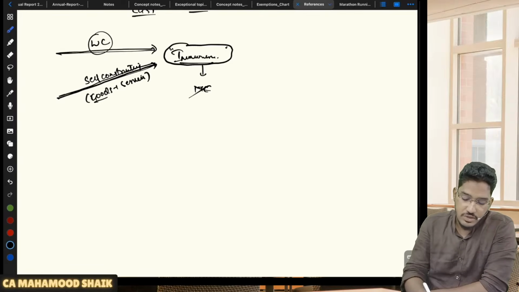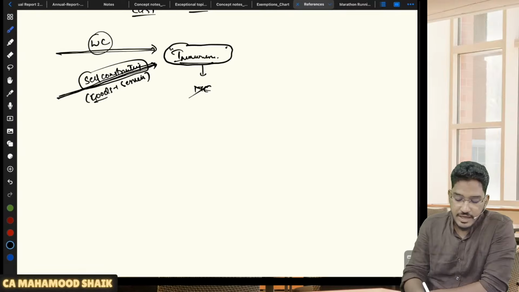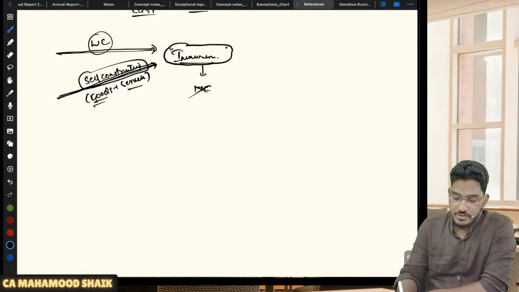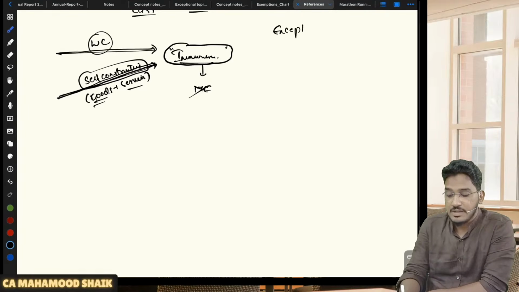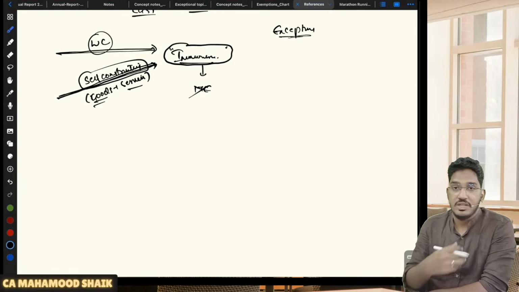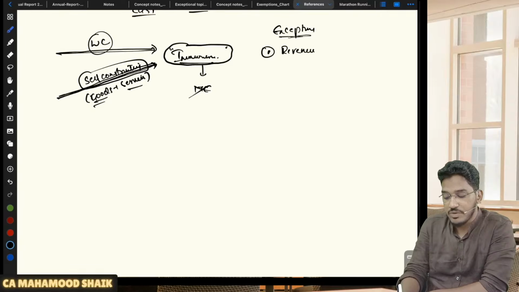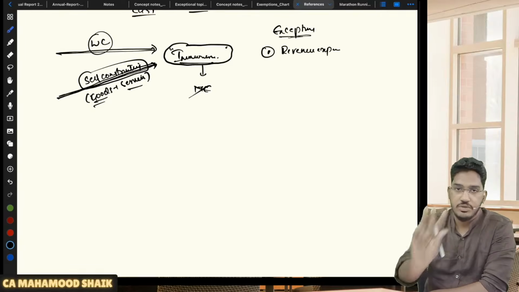You can't avail ITC on that works contract services, or on goods or services which you have procured for the purpose of self construction of immovable property, subject to some exceptions. There are some exceptions. In some cases, you can enjoy the ITC even on that works contract services or self construction of immovable property. What are those exceptions? Number one, if that expenditure does not qualify as capital expenditure, that means if it is getting treated as revenue expenditure as per the accounting standards in the books of accounts.